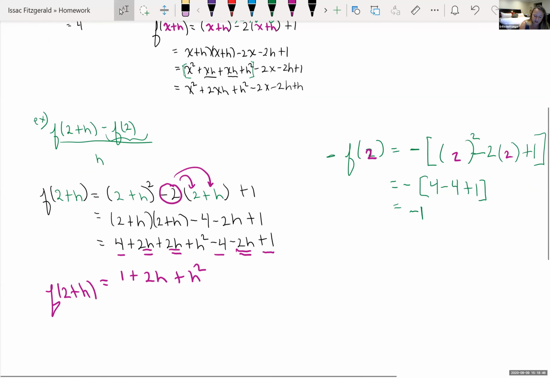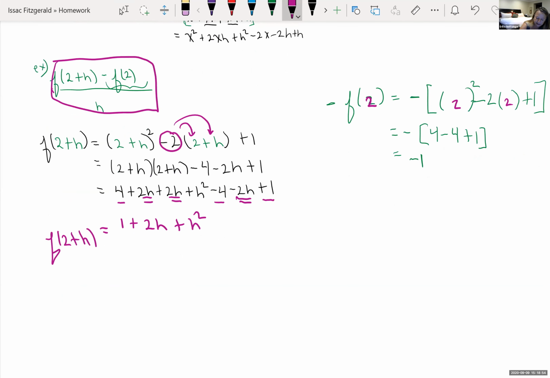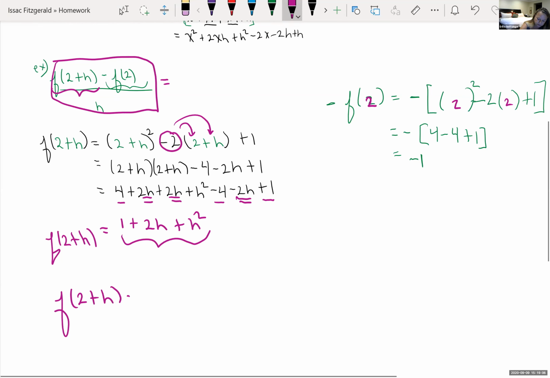So if we look at this whole piece in here, let's put it all together. We found what f of 2 plus h was. That was this piece right here. So this would give us, let me just put it together again. So f of 2 plus h minus f of 2, and then we have all over h.